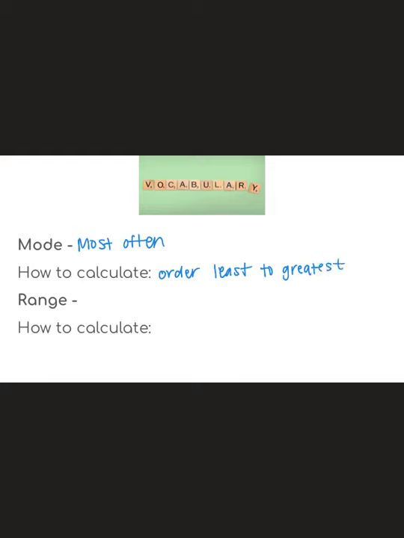And then the range is the difference between the lowest and highest values. And remember, difference is the answer to a subtraction problem. So that's how you calculate it: we're going to subtract the lowest from the highest.